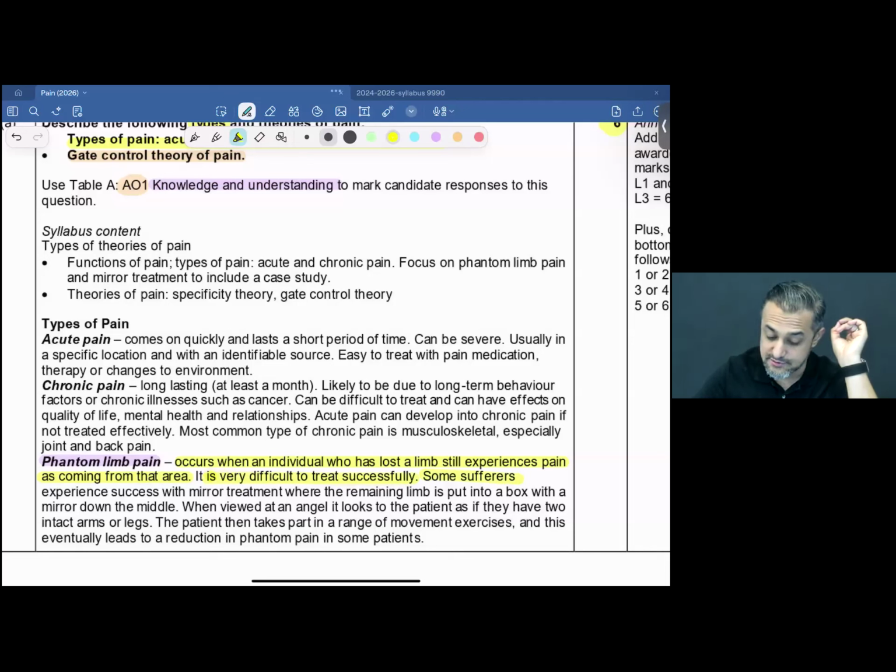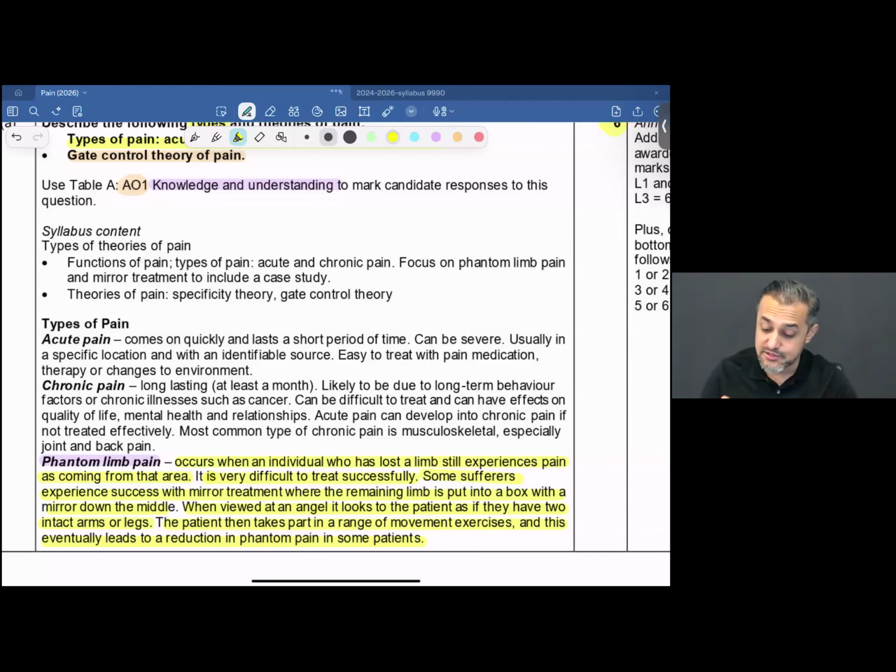Some sufferers experience success with mirror treatment, and we talk about this mirror treatment ahead. Success with mirror treatment, where the remaining limb is put into a box with a mirror down the middle. When viewed at an angle, it looks to the patient as if they have two intact arms or legs. The patient then takes part in range of movement exercises, and this eventually leads to a reduction in phantom pain in some patients.